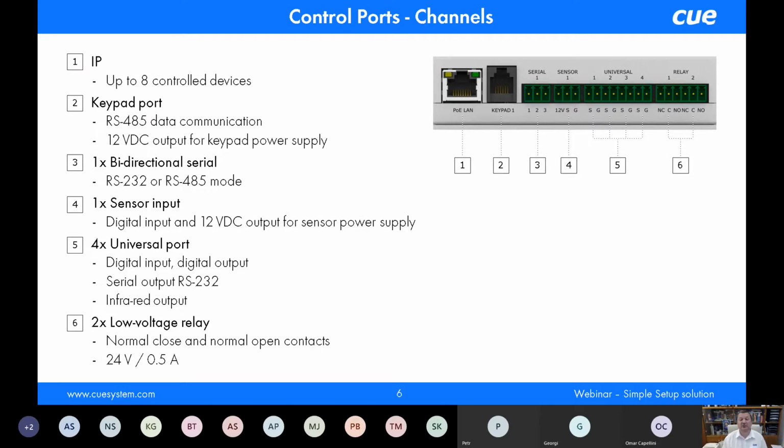On the right side, 2 more ports are prepared for relays. We are using a low voltage relay here. Typically, the load you can put onto these relays is 24 volts, half an ampere. If you need to control some high power equipment like a light or a motor for a projection screen, it's recommended that you connect this low voltage relay to a high voltage switch or high voltage relay, as usual.